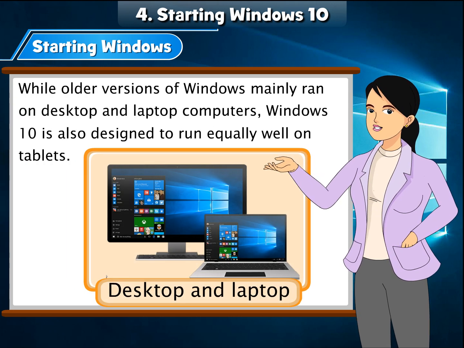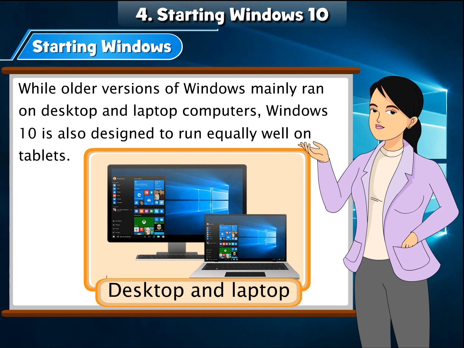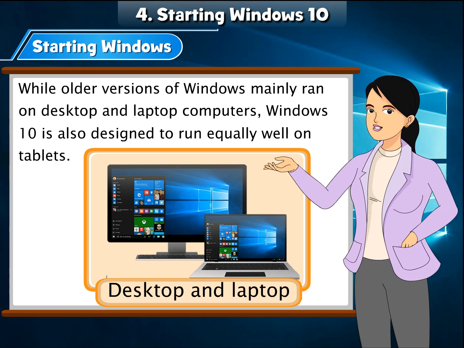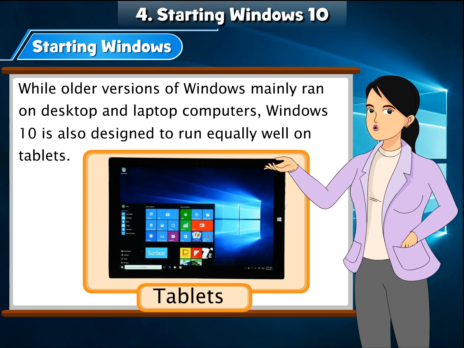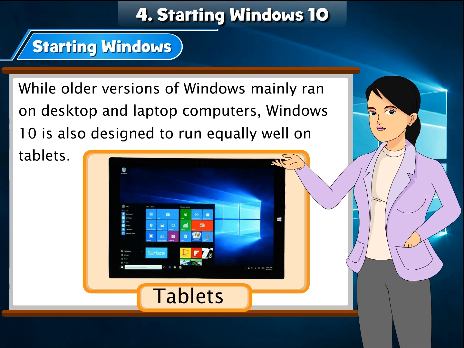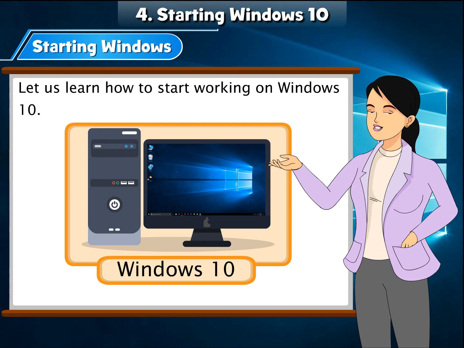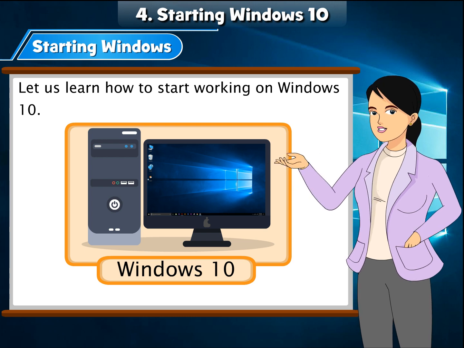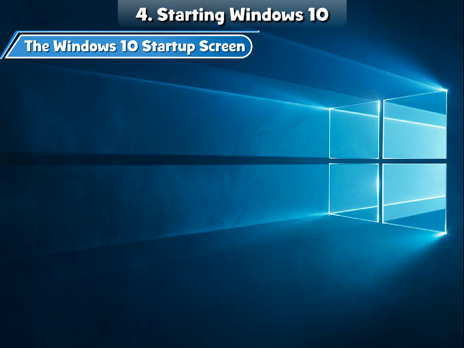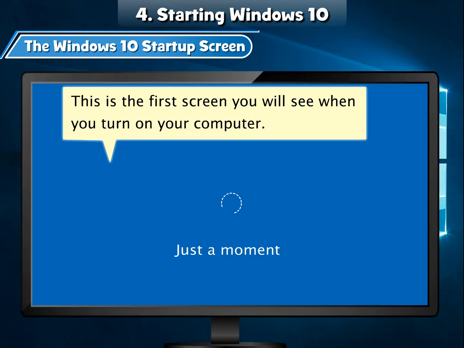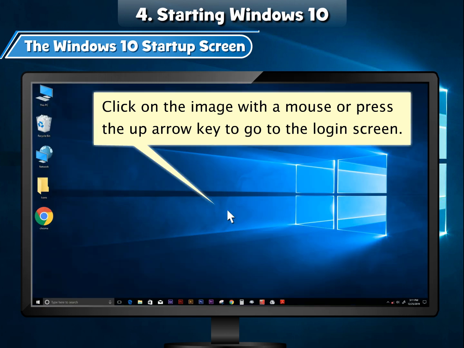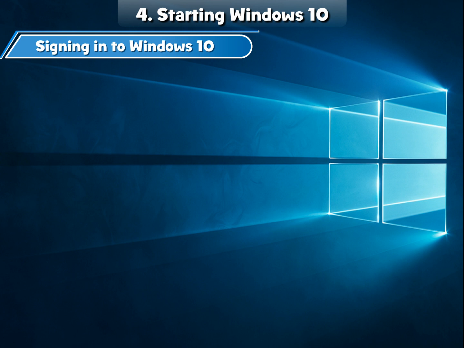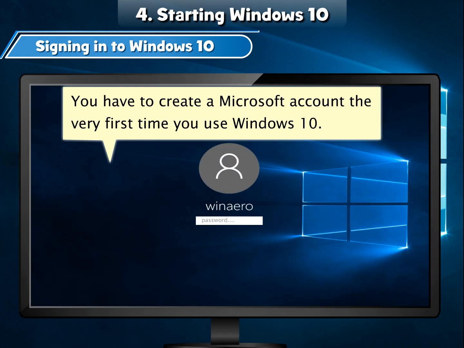While older versions of Windows mainly ran on desktop and laptop computers, Windows 10 is also designed to run equally well on tablets. Let us learn how to start working on Windows 10. The Windows 10 startup screen. This is the first screen you will see when you turn on your computer. Click on the image with the mouse or press the up arrow key to go to the login screen.